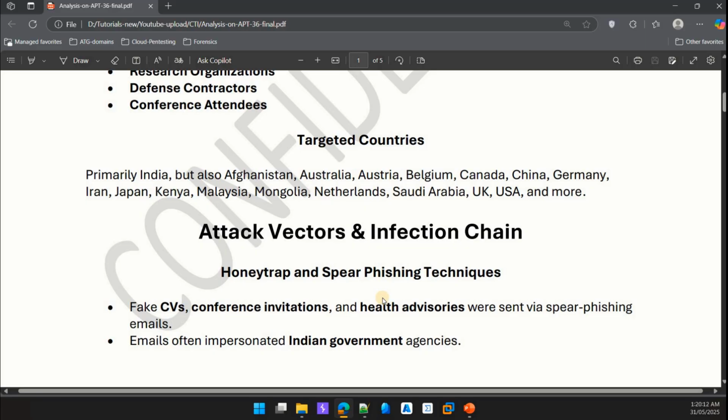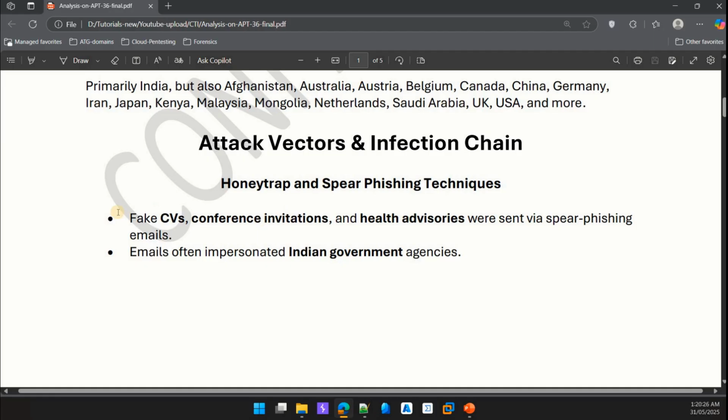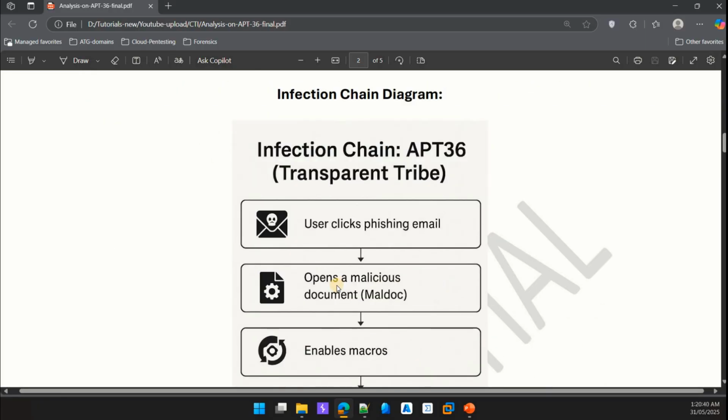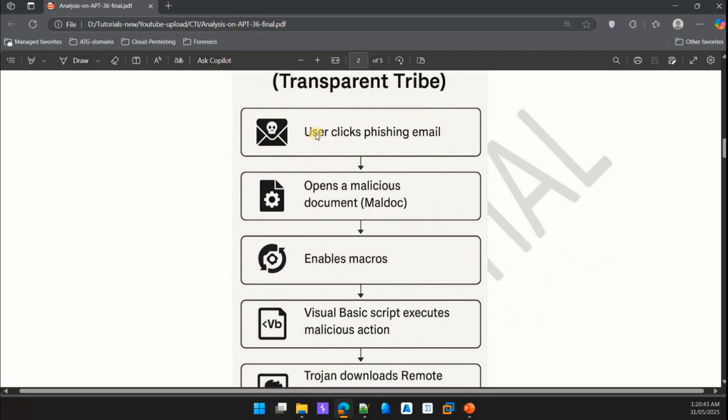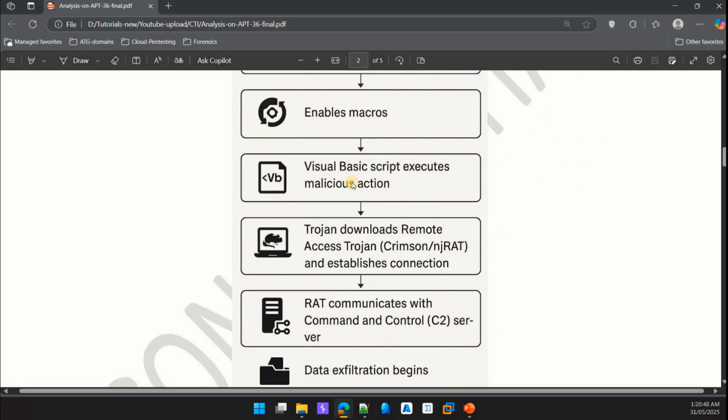Because this is a state-sponsored group, it is usually for cyber espionage, so you can expect some other countries as well. So what are the attack vectors and infection chains? Honey trap and spear phishing techniques, using fake CVs, conference invitations, health advisories, etc., which were sent via spear phishing emails. Emails often impersonated Indian government agencies. So this is the infection chain diagram. The user clicks on the phishing email. It opens a malicious document. It enables the macros. A Visual Basic script executes the malicious action.